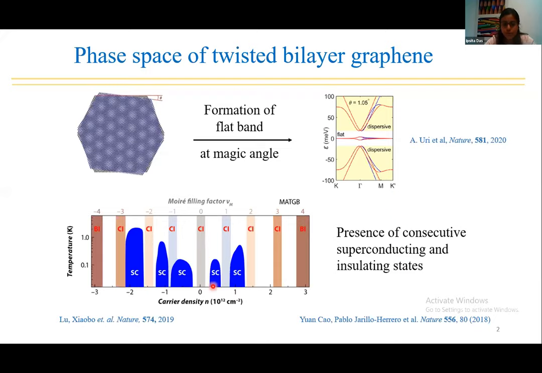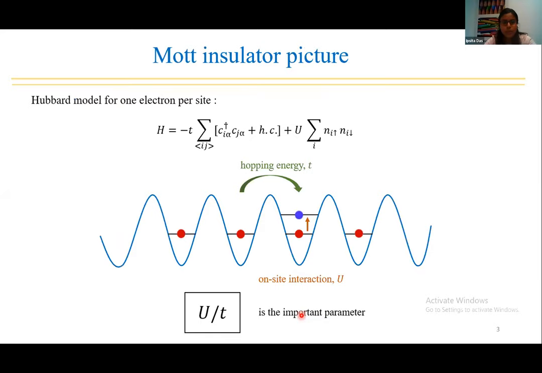The presence of polarized insulating states along with a superconductor raises an immediate question about the interplay of their order. So to answer that question, consider the simple Mott insulator picture. Here is the Hubbard model for one electron per site in a Mott insulator.